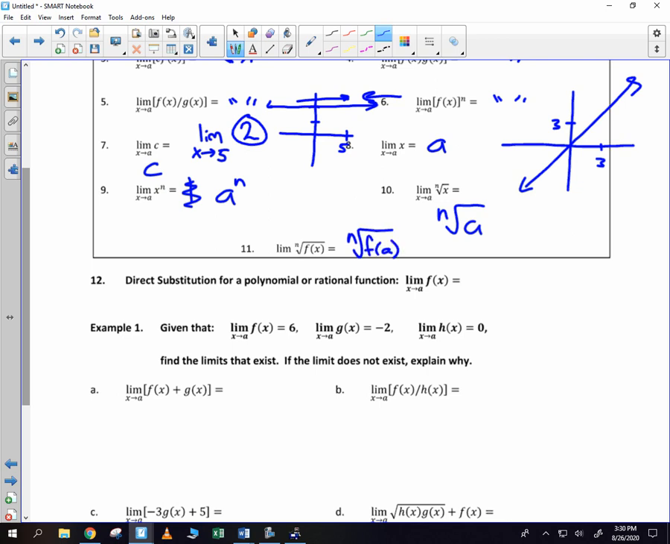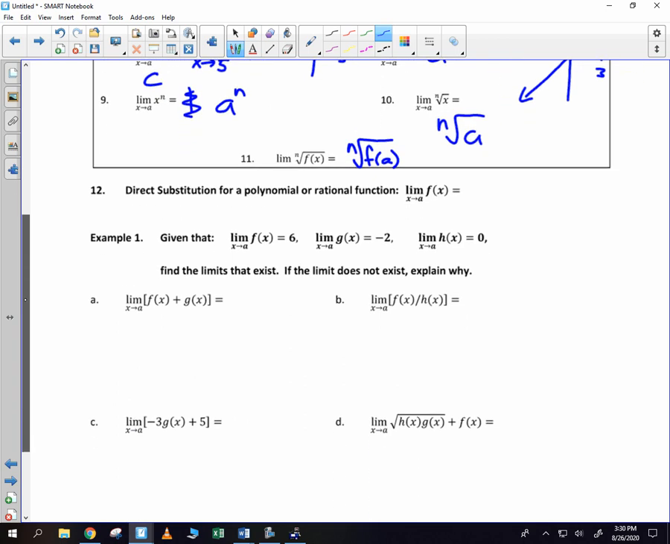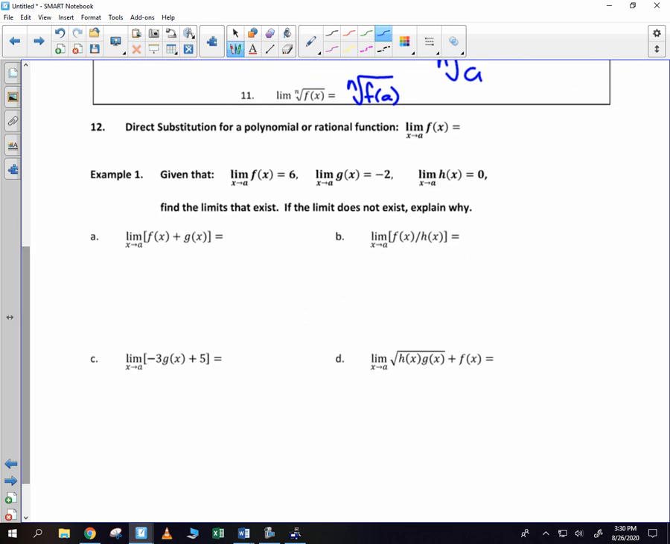So let's just use some general ideas involving limits and operations here. It says direct substitution for a polynomial or rational function. In most cases, if you have a nicely behaving function, you can simply plug in a to the function and it will give you the limit. So we're going to look at some algebraic examples. We're also going to look at some graphical examples. We're going to look at some abstract examples.